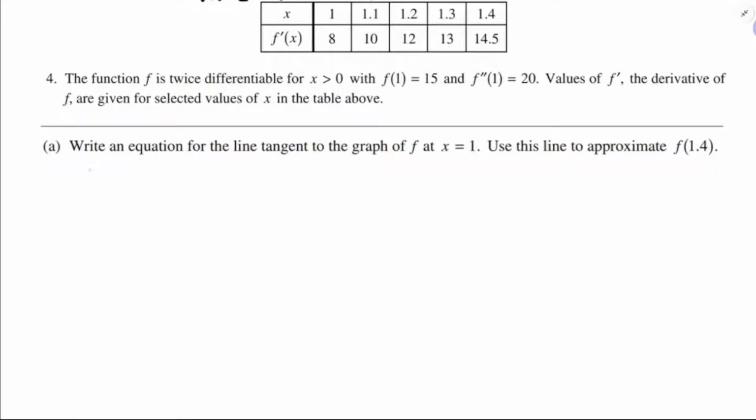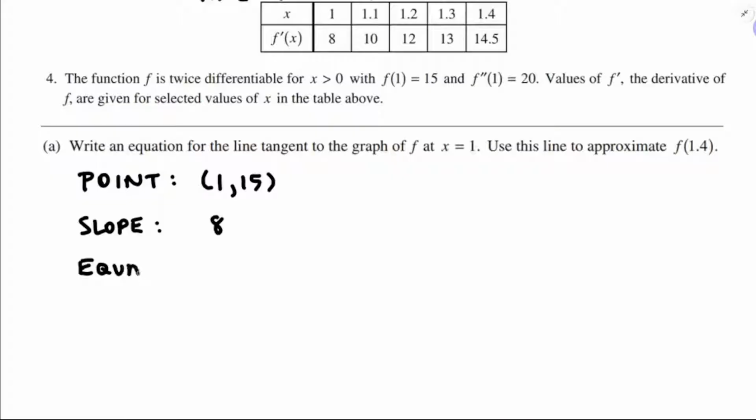Alright, so we're going to need a point. That would be x equals 1, f of 1 equals 15. Then we'd need a slope. Okay, f prime of 1 is equal to 8. So I can write an equation. Let's say y minus 15 equals 8 times x minus 1. And that's the first part, just write an equation for the tangent line.